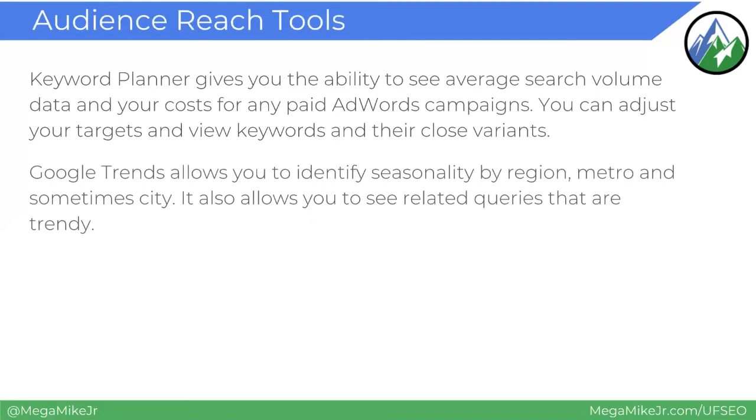So not only am I not spending a ton on a daily basis, but my cost per click is lower because I've identified this, right? So it also allows you to see some things like related queries that are trendy. So trends are important because it gives you that seasonality factor.